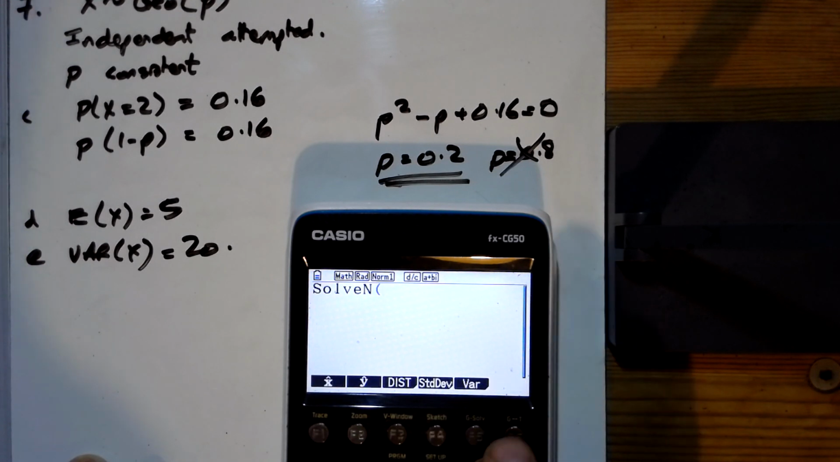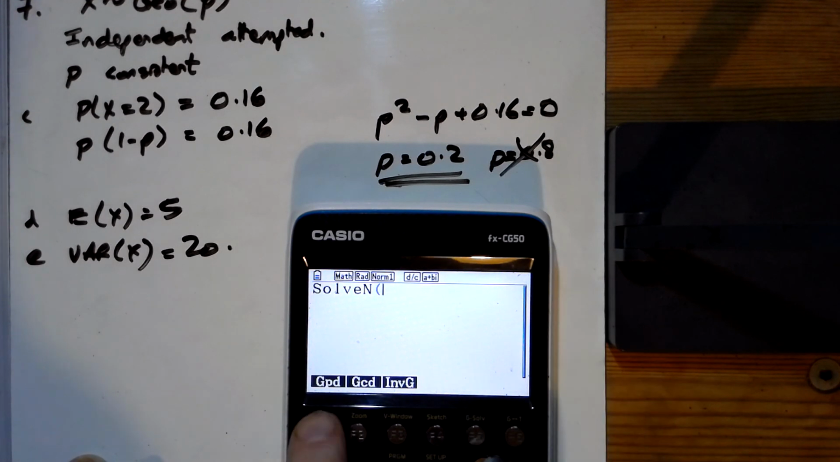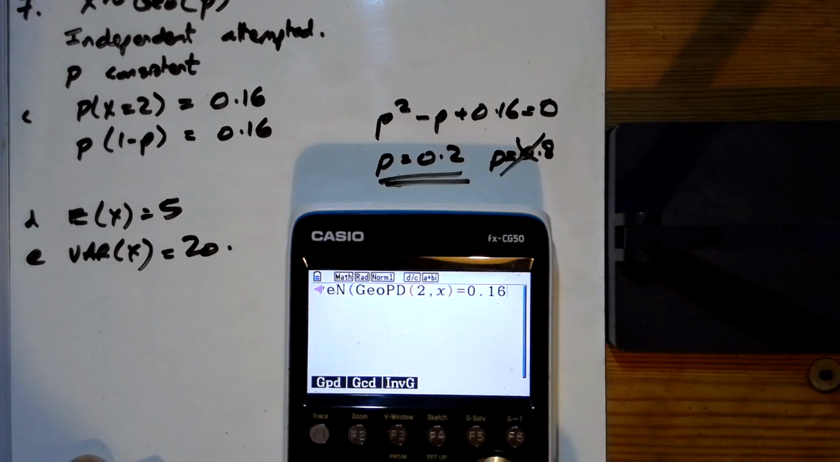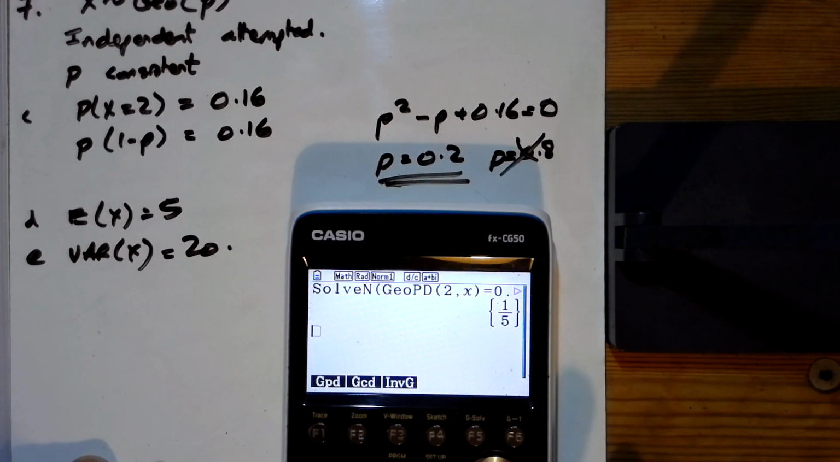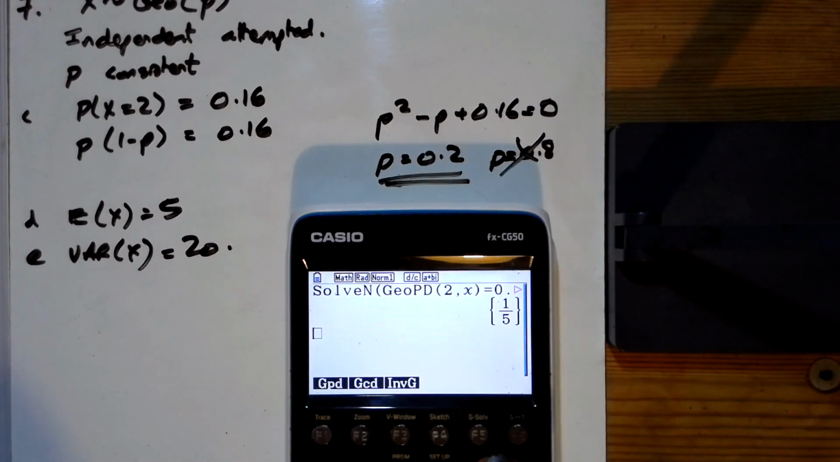So we want to do n-solve, distributions, a geometric distribution, the geometric probability distribution. We wanted 2 successes, but we didn't know the probability, so we call that x. And we want that to equal 0.16, don't we? And we want to find out what x is. Close brackets. And will it tell us 0.2? It will. It will tell us 1/5. Wonder why it's given us only the one answer and not the 2. But there you go, 1/5.